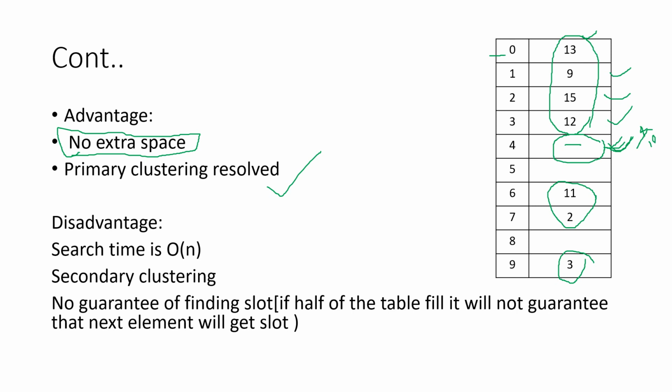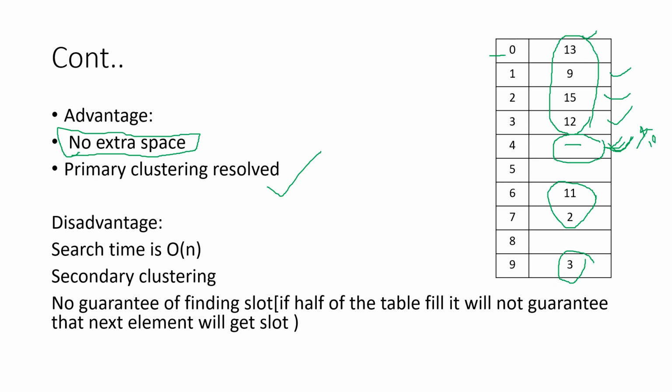Why so? In quadratic probing you are not checking the immediate next; you are checking square-wise. So it's not mandatory that you will land on that 4th index, because the square value is different, so the element is going to be stored elsewhere. This was the primary clustering problem, and I'll explain it again with a proper example. Here I've just given a small idea about what primary clustering is.